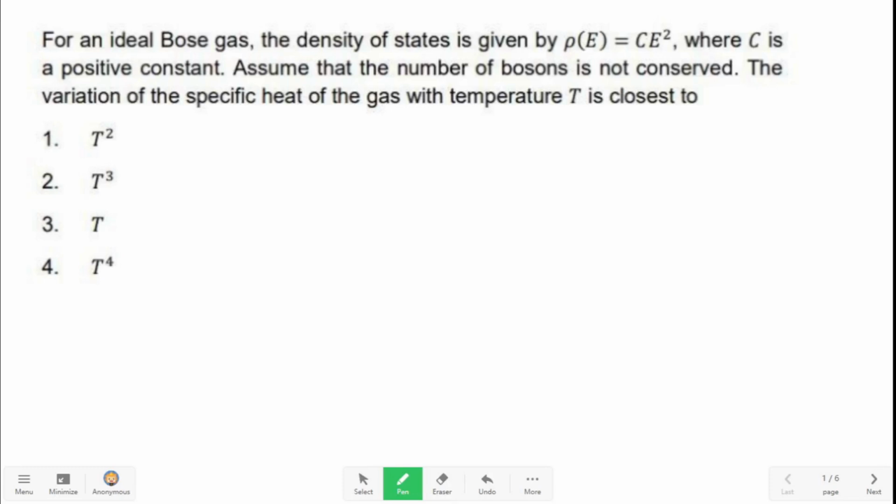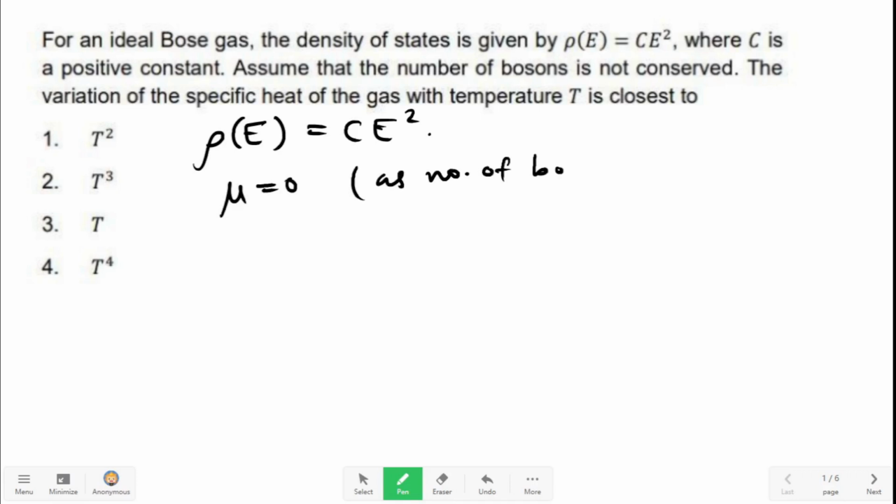In this question from CSIR NET December 2024, we have an ideal Bose gas. Its density of states is given by rho of E is equal to C E squared. It is given that the number of bosons is not conserved. This means the chemical potential is equal to 0, as the number of bosons is not conserved. Now we are asked the variation of specific heat of the gas with temperature T.